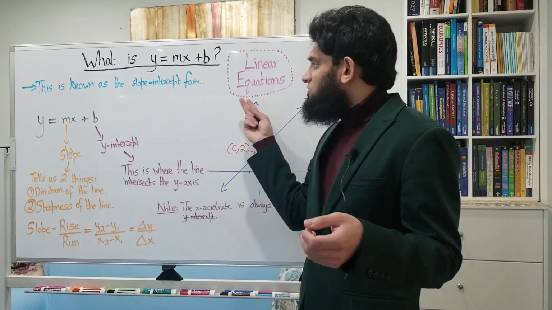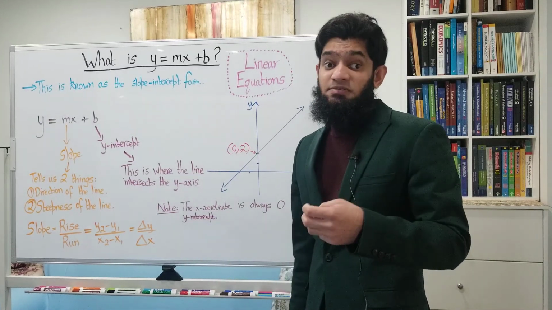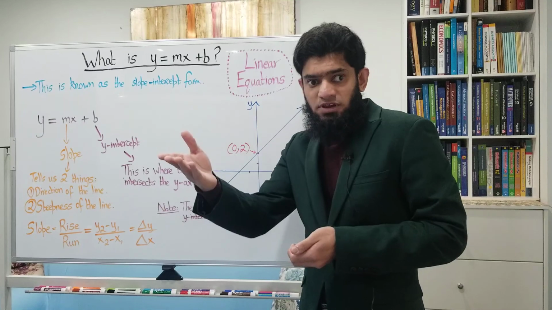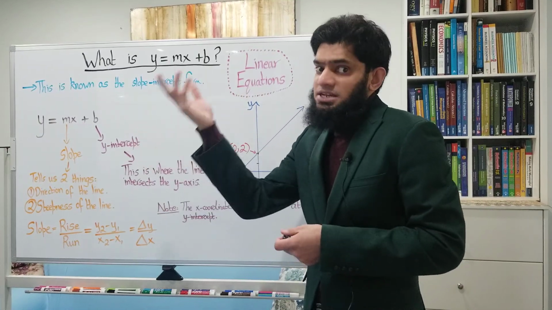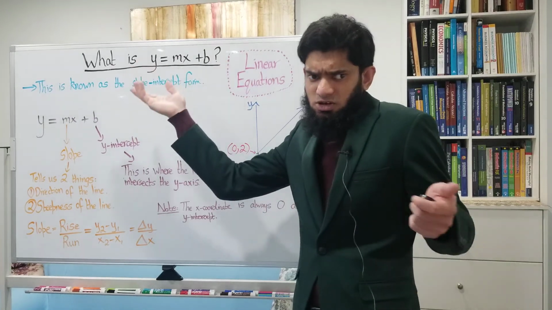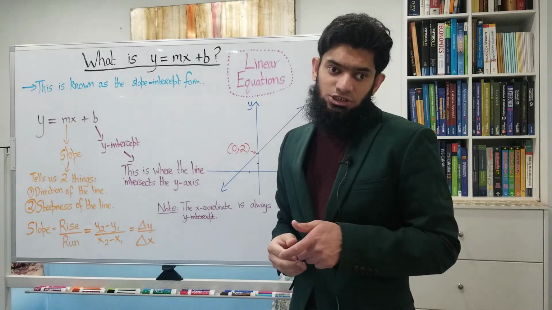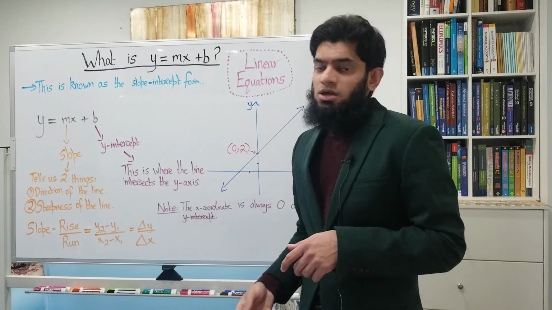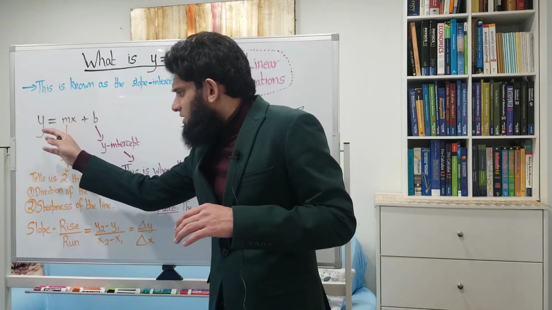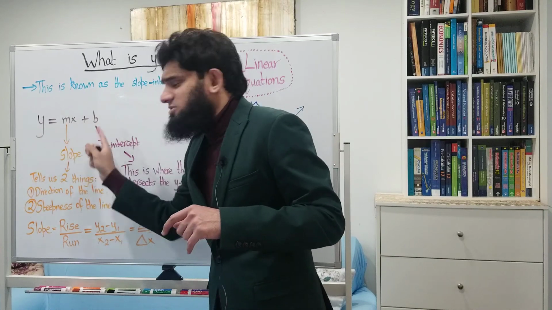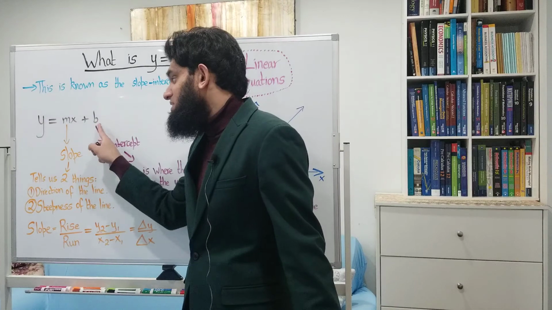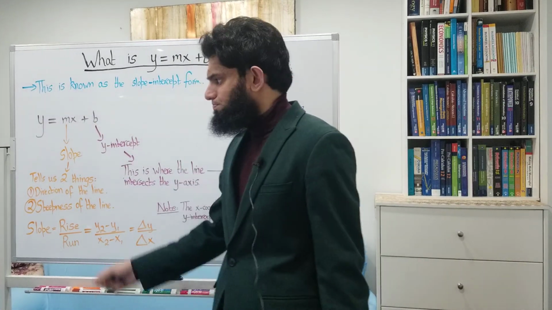Well, linear equations basically are those equations that when you graph them, we get a straight line. So if we graph an equation and we get a straight line, that's a linear equation. If we graph an equation and we don't get a straight line, we get a curve or something else, then that's not a linear equation, right? That's a non-linear equation. Okay. So y equals mx plus b, right? In this, m is just the slope and b is the y-intercept.